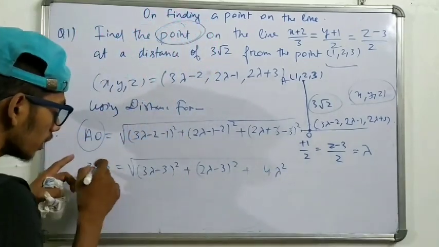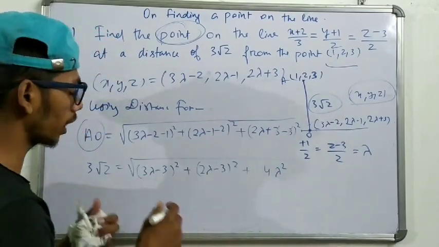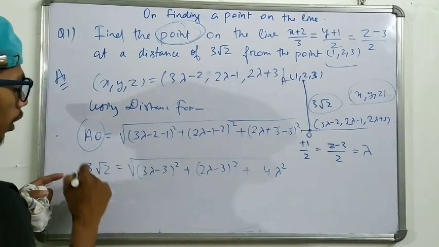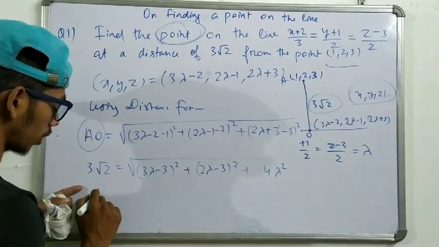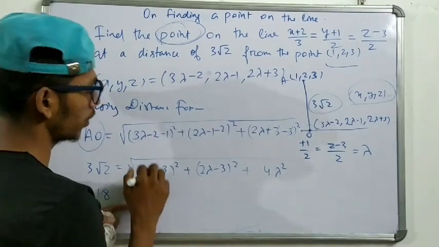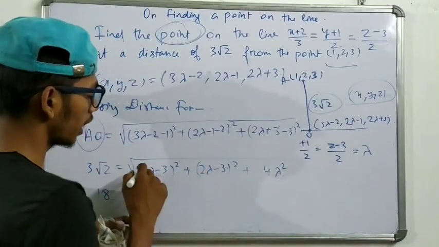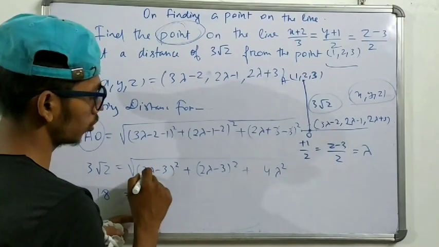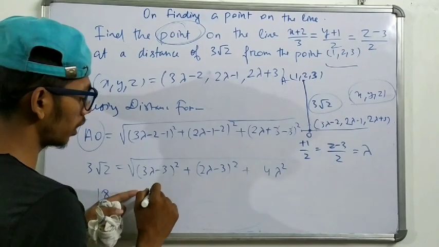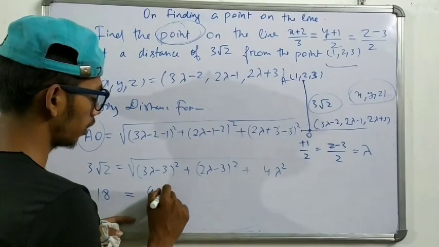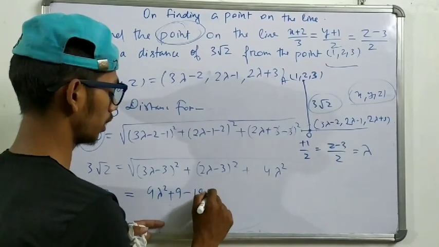Okay, you can take the square on both sides to eliminate this root. So I'm taking square on both sides. If I take the square on this side, 3 square is 9 and root 2 square is 2, 9 twos are 18. And if I take the square on this side, then root and square will get cancelled, and whatever is left is this. So I'm just opening this using (a minus b) whole square. Then a square, like 9 lambda square plus 9, minus 3 is 9, and 9 twos are 18 lambda.